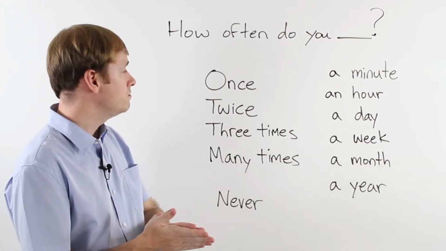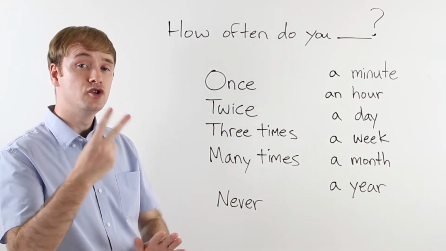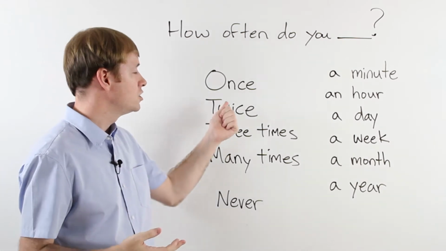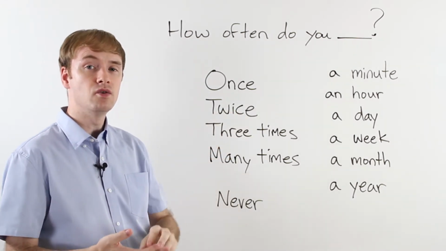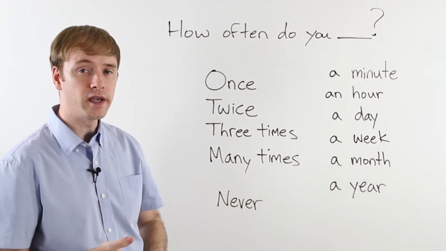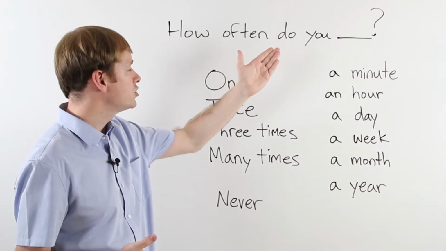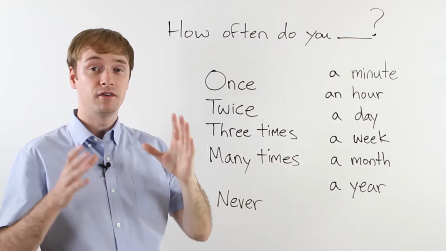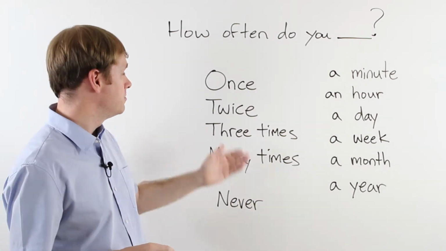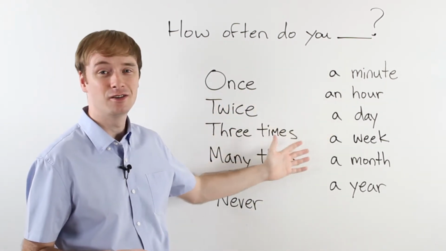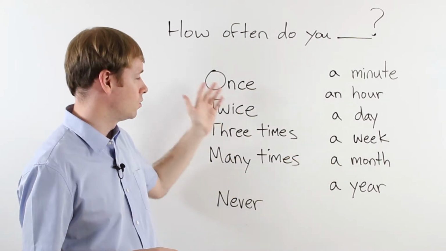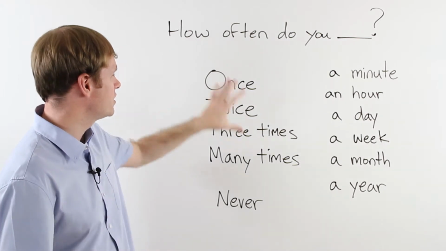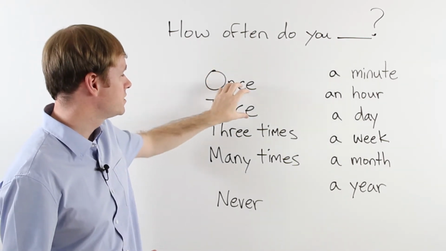Now, some of you, maybe you take a shower 2 times, but we don't say 2 times, we say twice, okay? So we use once, twice. How often do you take a shower? Twice a day, okay? And if you're a very dirty person, maybe twice a week, twice a month, or once a year. That's a very dirty person. Okay, so we have once, twice.